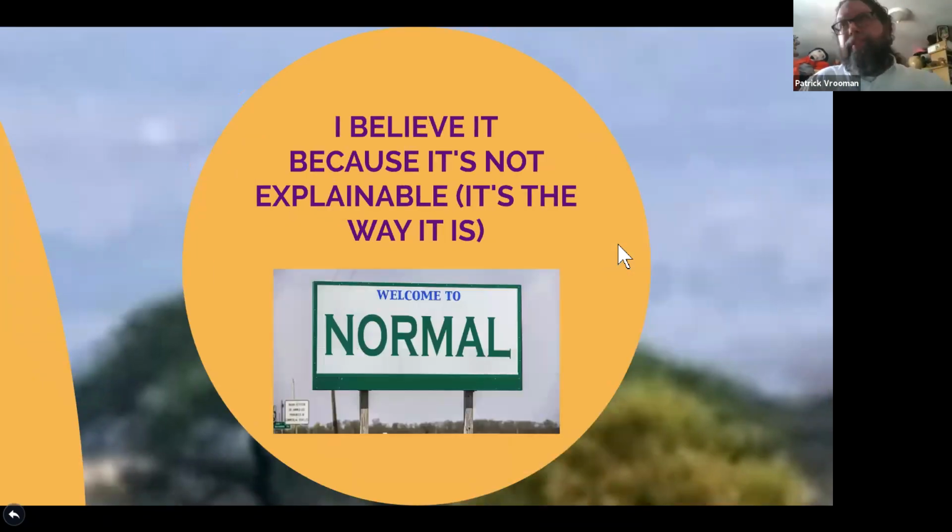Another kind of metaphysical belief is if something is unexplainable, it's just the way it is, man. I don't know if you've heard people do that. They're like, this is just the way it is, you know? Then they accept it. They haven't thought about it. They haven't critiqued it. They haven't tried to explain it. They think it's unexplainable, and it's just the way it is. That's a metaphysical belief. Go ahead.